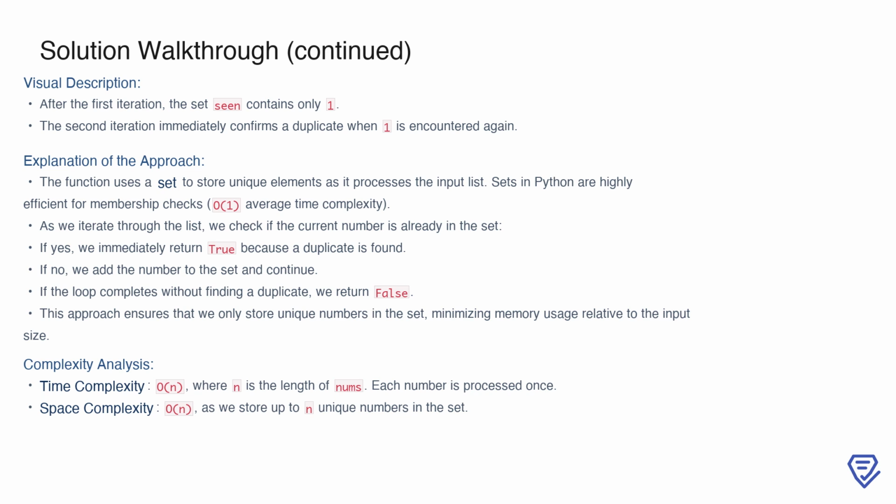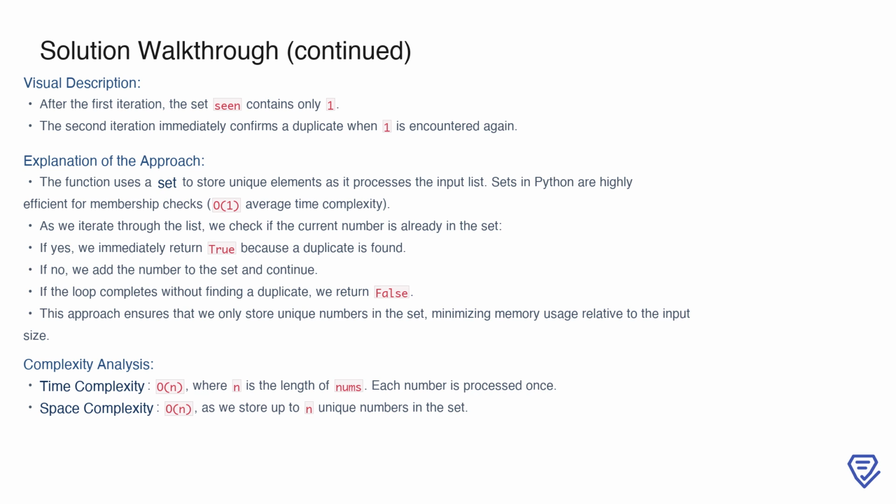The function works by leveraging the constant time membership checks of a set. As we iterate through the list, we check if the current number is in the set. If it is, we can instantly return true. If it's not, we add it to the set and continue processing. If the loop finishes without finding a duplicate, we return false.